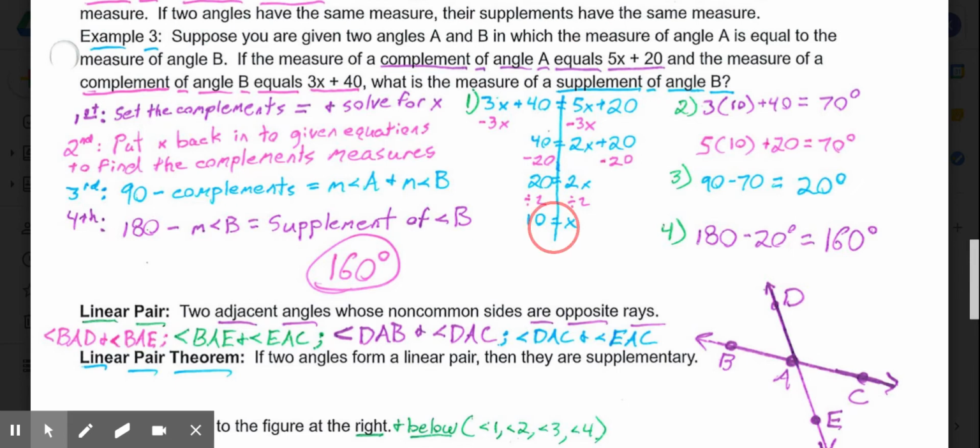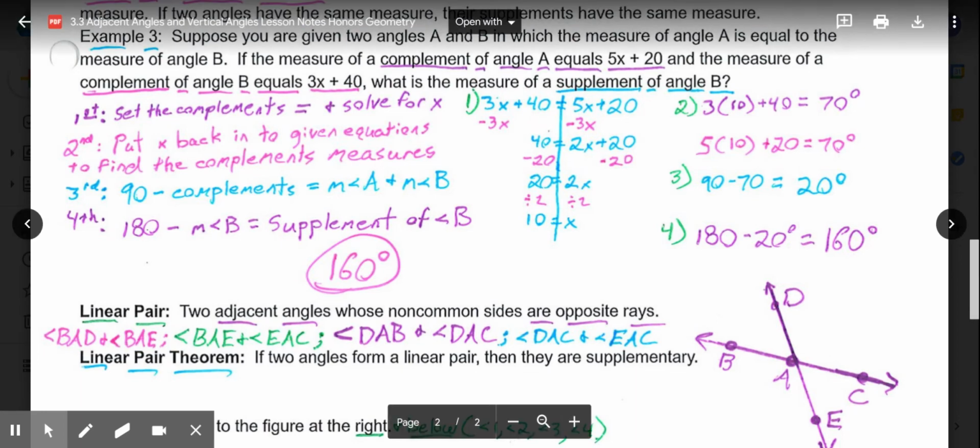Then we want to take x and put it back into the given equations to find the complement's measure. So if I put x into either of these equations, I can figure out the complement's measure. If I substitute the 10 in for x, 3 times 10 plus 40 is 70 degrees, or 5 times 10 plus 20 is 70 degrees. So either way, I know that measure is 70 degrees. That's the measure of the complements to A and B.